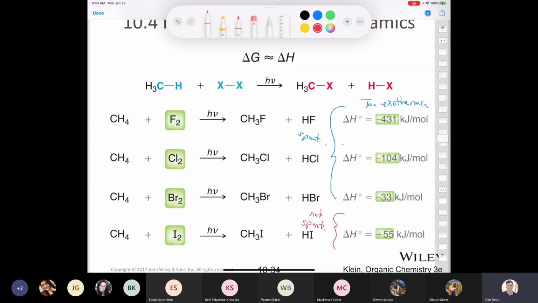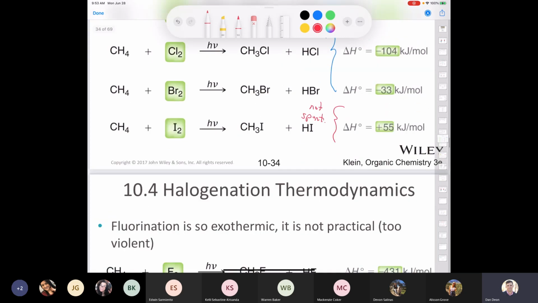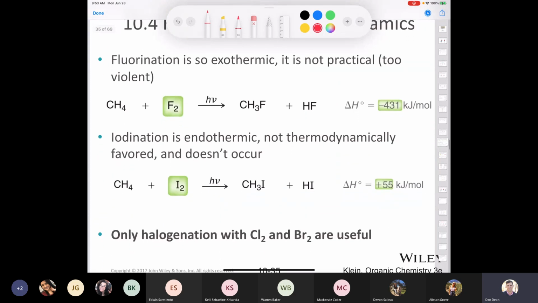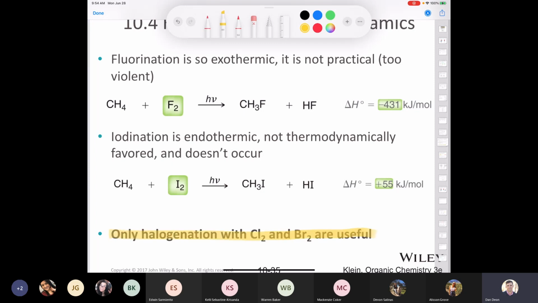So what have we discovered? We've discovered that fluorination is too dang violent, okay? It's so exothermic that it's pretty much useless. And we've discovered that iodination is endothermic, therefore it's an endergonic process, and it's not going to occur. So that means that what are we interested in? As organic chemists, we're interested in useful reactions, aren't we? Absolutely. So that means that only halogenation with chlorine and bromine are going to be useful. Okay, well, that sounds pretty neat.